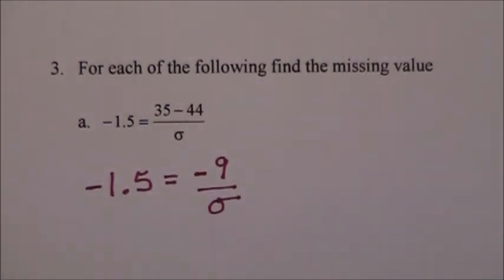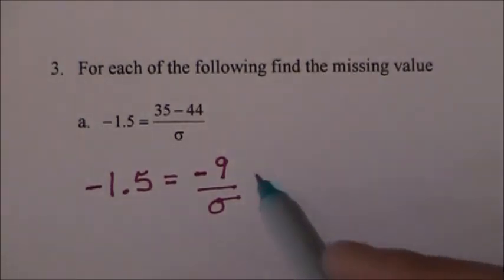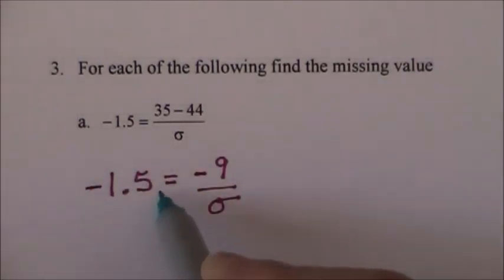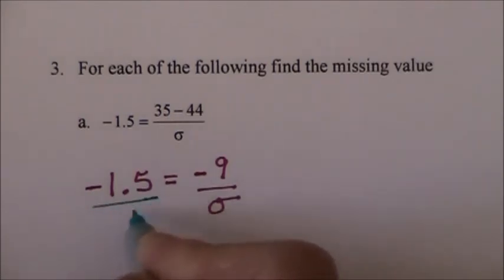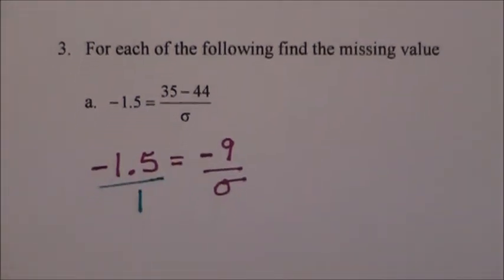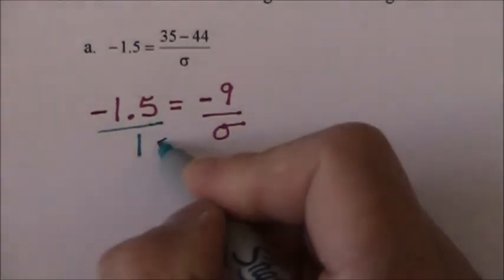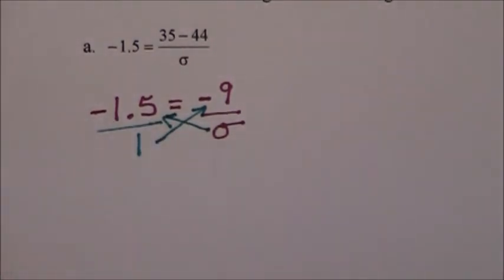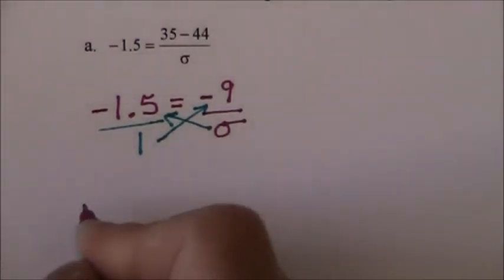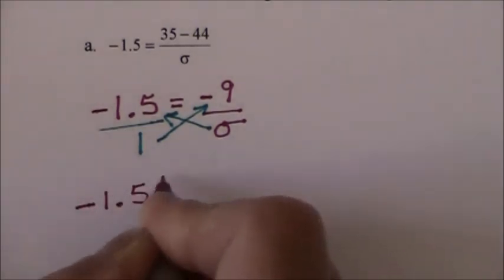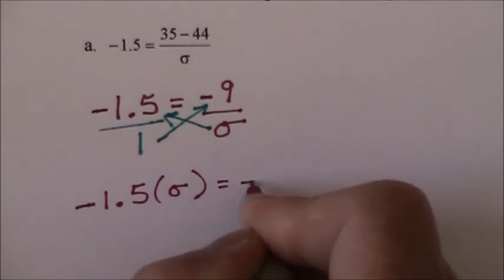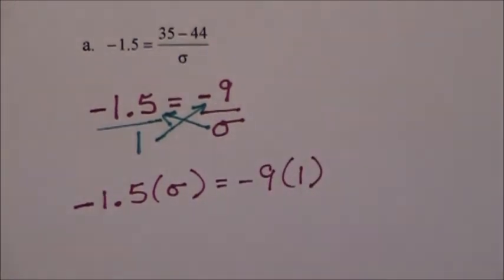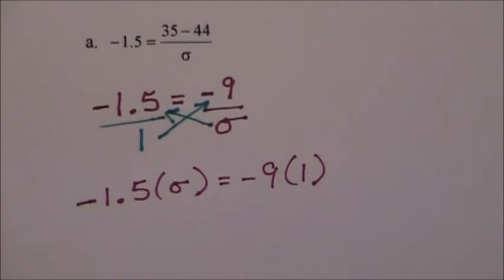At this stage, we want to be able to get our standard deviation to the top of the fraction. We don't want to leave it in the bottom. The easiest way to do this, because we have one fraction on this side, would be to change this guy into a fraction. We can write it as a fraction over 1. And then at this stage, we could multiply diagonally. So these two would multiply together, and those two would multiply together. As we go to do that, we now have negative 1.5 times standard deviation is equal to negative 9 times 1. Notice that that multiplying got rid of our fraction for us.